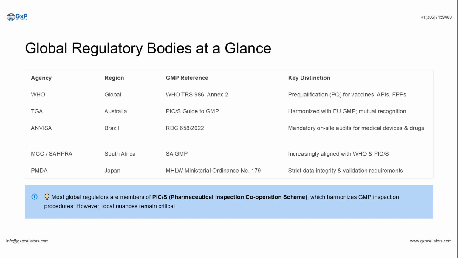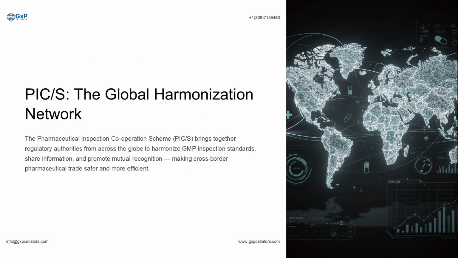Global regulatory bodies like WHO, TGA, and others have distinct GMP references and key distinctions. Most regulators are members of PIC/S, harmonizing GMP inspection procedures worldwide. The Pharmaceutical Inspection Co-operation Scheme, PIC/S, harmonizes GMP inspection standards globally, promoting mutual recognition and making pharmaceutical trade safer and more efficient.